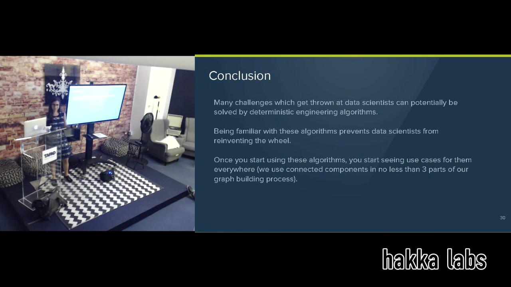So the conclusions: these problems were problems for the data science team, and they were not data science problems. They're engineering problems. Unfortunately, data scientists are not always good engineers, which includes me. But it would have been great if I knew these algorithms beforehand. Speaking to the choir, if data scientists knew more about engineering algorithms, we could be even better data scientists, because sometimes people throw problems at us that are not data science problems.